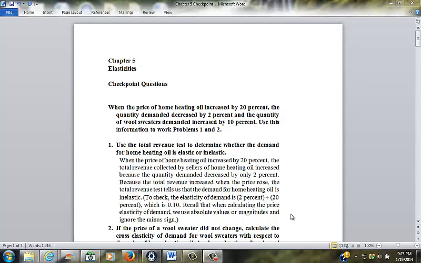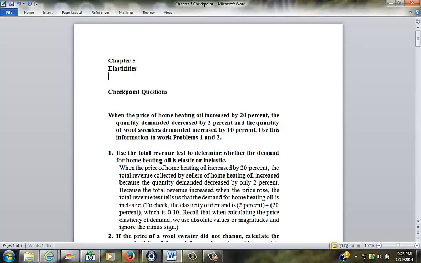Hi class, I want to go over chapter 5, the checkpoint on elasticities. This is on page 134. Questions. And the first question involves when the price of home heating oil increased by 20%.